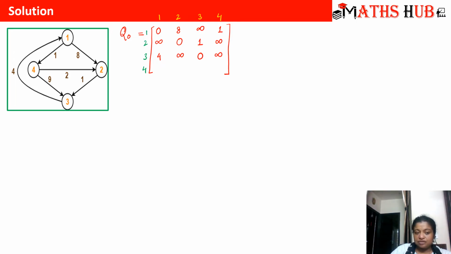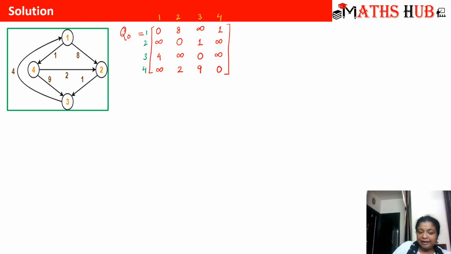4 with 1, is 4 connected with 1? No, so we will put infinity over here. 4 with 2, is 4 connected with 2? Yes, so we'll write 2 over here. Is 4 connected with 3? Yes, and the weight is 9. 4 with 4, the entry is 0. So you will see that all the diagonals are 0, and wherever the two indices are not forming an edge, we have put an infinity. So we need to improve this weight matrix.